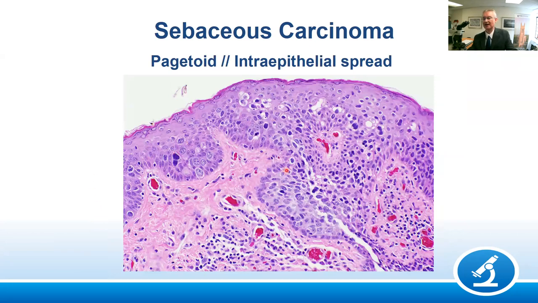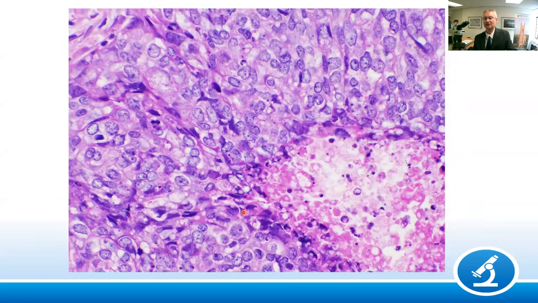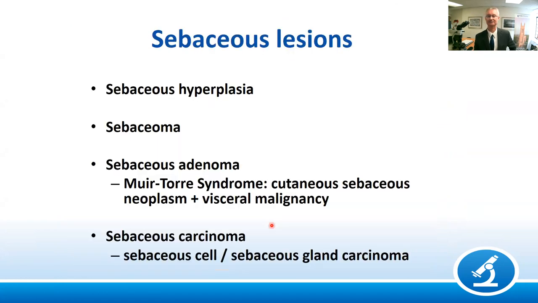Pagetoid intraepithelial spread also notoriously can happen in sebaceous carcinoma, and is probably the reason for that eyelid thickening type keratoconjunctivitis or blepharitis appearance. You see tumor cells just kind of percolating in and throughout the epithelium. Here they can crawl down the adnexa and surround adnexal structures. So this tumor can do a lot of things. And here's a case I had recently where it metastasized to the lung. So you don't want to miss sebaceous carcinoma because its biology and history of disease is much more severe compared to basal and squamous cell.